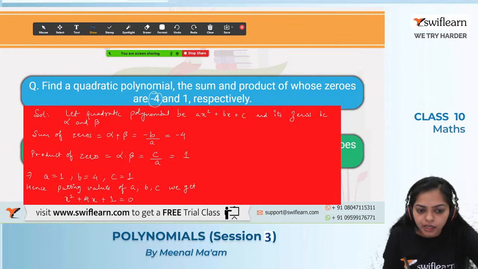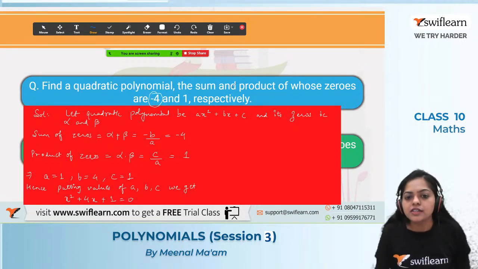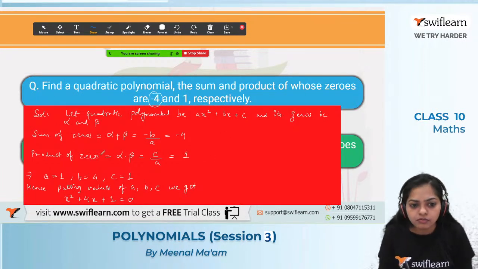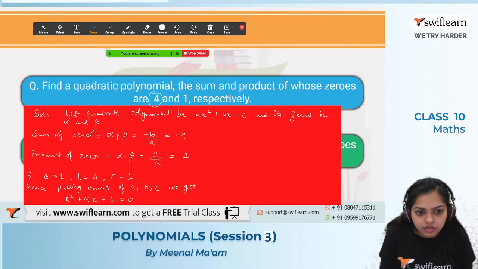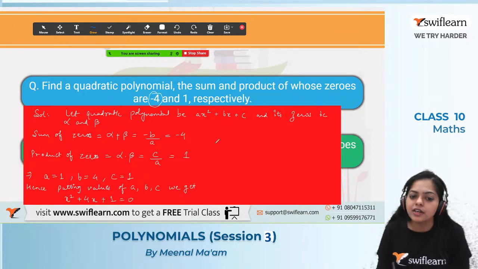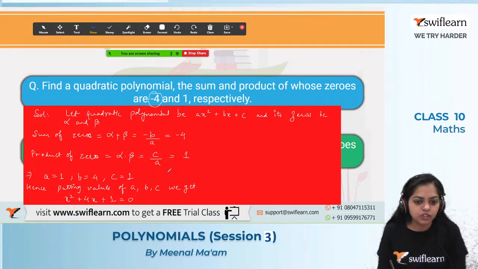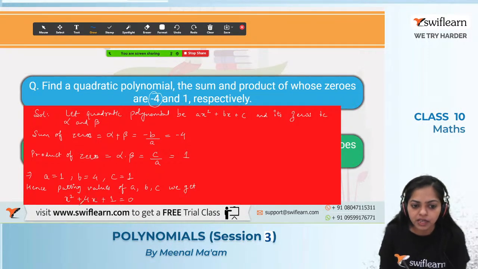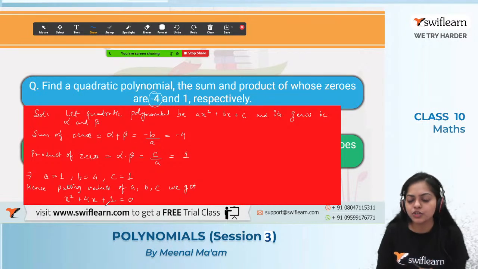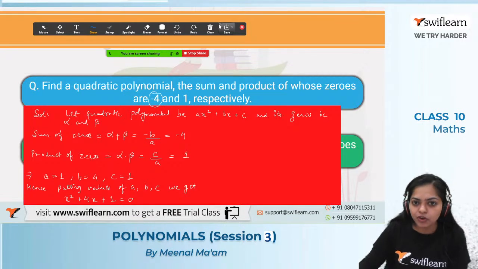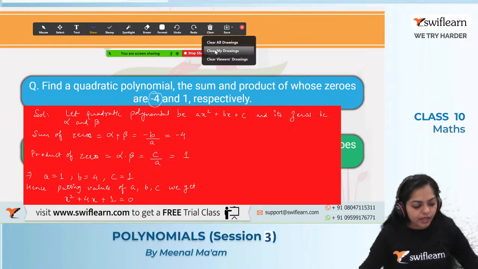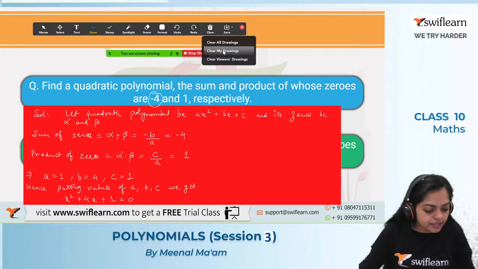So this is the quadratic polynomial whose sum of zeros will be equal to what? Whose sum of zeros will be equal to minus 4, and the product will be equal to 1. So the quadratic polynomial will be like this: x square plus 4x plus 1 equals 0. Any doubt till here? Anyone? Clear to everyone till here? Okay. Alright. Let's have a look over the next one.